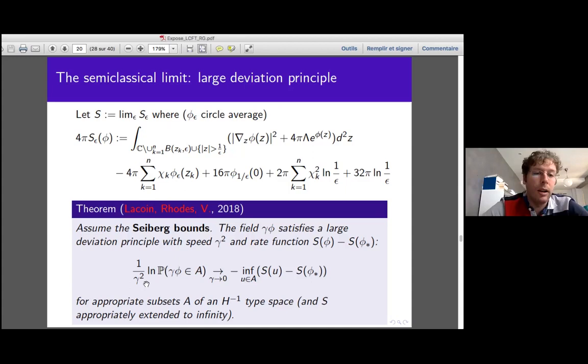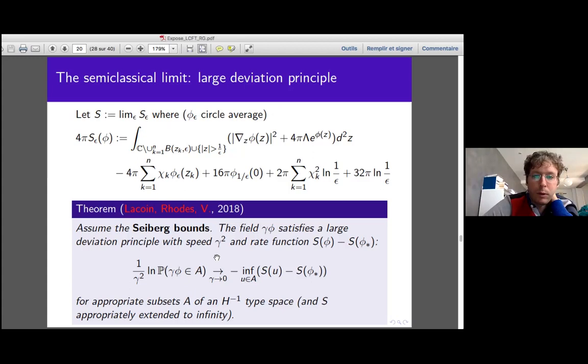So if I take functions which live in a space H minus one, say, or H minus epsilon, a negative Sobolev space, plus log singularities with appropriate weights at the point z_k, that's where my quantum Liouville field, which converges to the classical solution, is living.